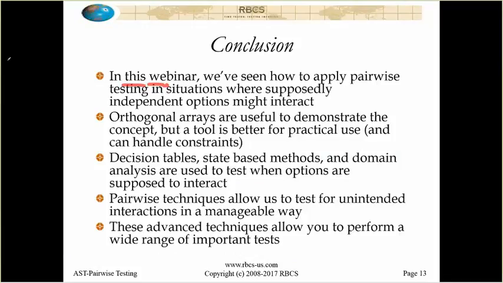Okay, so what we have seen in this webinar is application of pairwise testing. Again, you want to use this in situations where you have independent options across multiple factors, and those options might interact, but they're not really supposed to. I demonstrated this using orthogonal arrays and gave you a practical source to get orthogonal arrays if you want to continue to use them, and some people do.